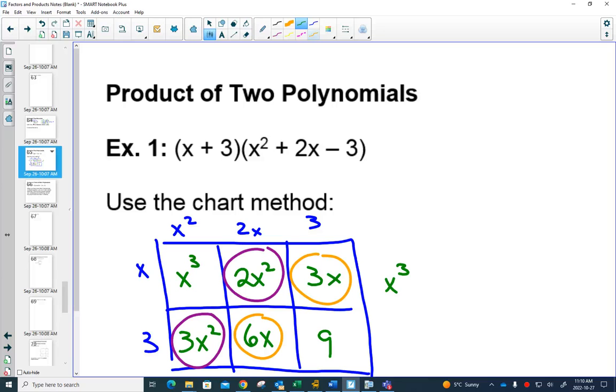And 3X squared plus 2X squared, that would be 5X squared. And the 3X and the 6X, that will be 9X. And then I still have the plus 9. So I combined the things that were alike.